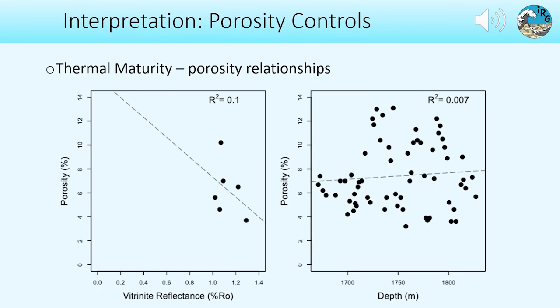Continuing to look at factors that may influence porosity, we considered thermal maturity by looking at vitrinite reflectance and depth. Vitrinite is a type of kerogen, and its ability to reflect light changes with heat.